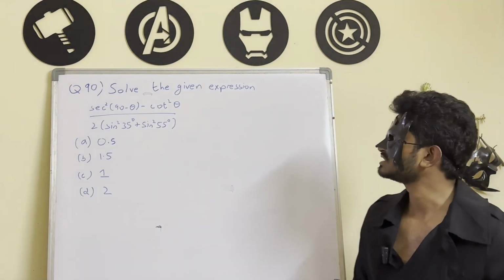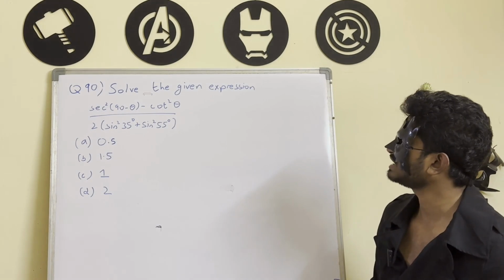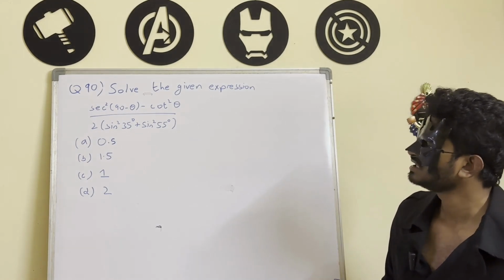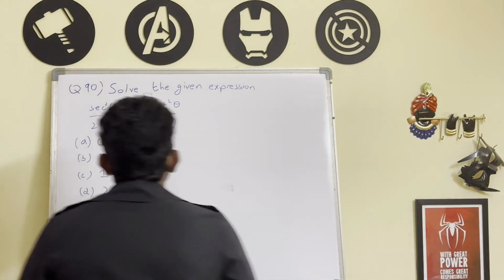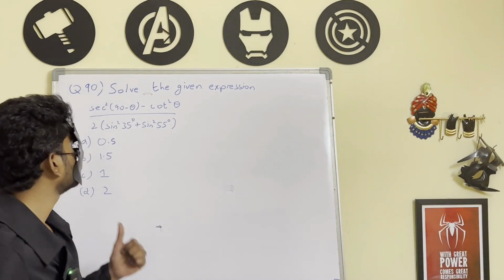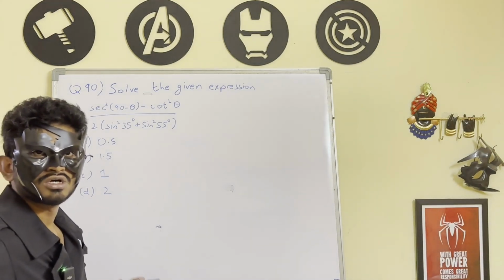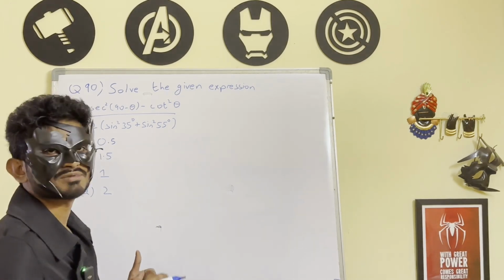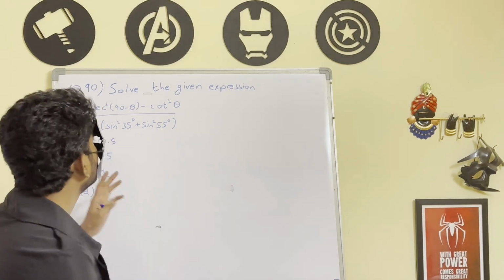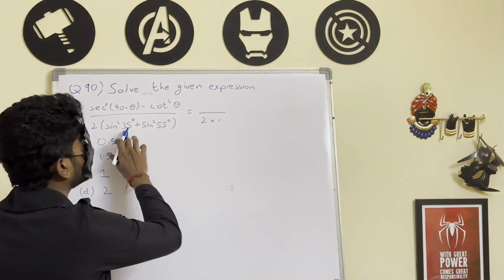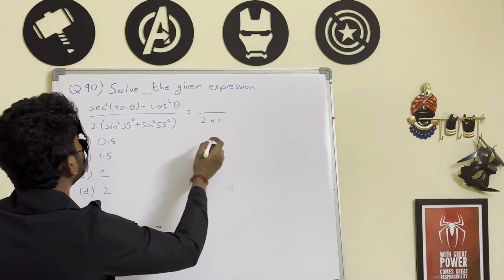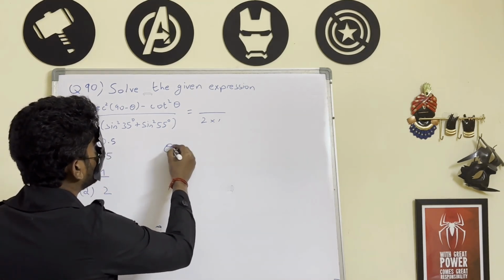So superhumans, next question is, solve the given expression secant square 90 minus theta minus cot square theta by 2 into sin square 35 degrees plus sin square 55 degrees. So I already told you, if a plus b is equal to 90 degrees, then sin square a plus sin square b will be equal to 1. So here in denominator I can write it as 1 by 2 into 1, because this 35 and 55 added to be 90 degrees. And I'll use value putting method.